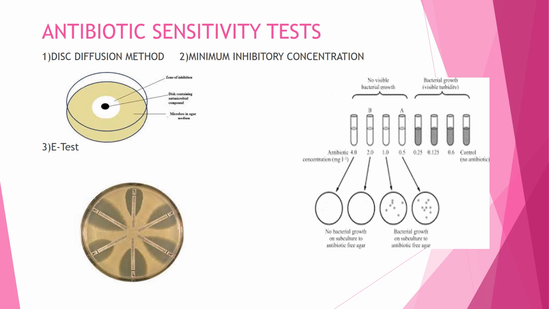Whereas in the E test, the agar surface is inoculated with the bacteria or the test specimen organisms, E strips are placed, and then it is incubated. Around the strip, where it shows inhibition, the value is measured on the E strip, which is marked 1, 2, 3, and so it can be measured.